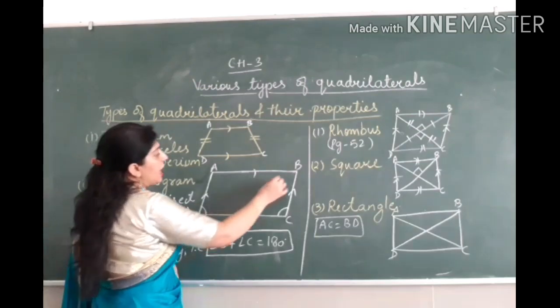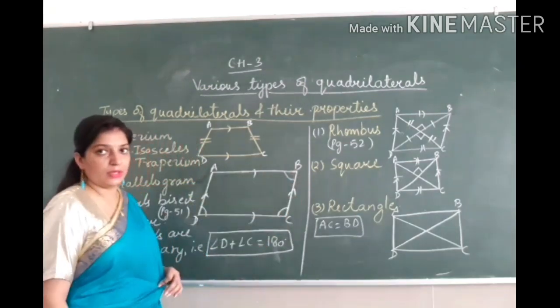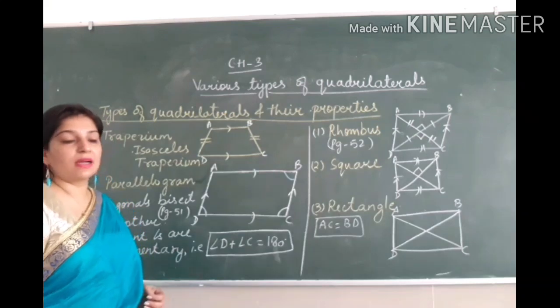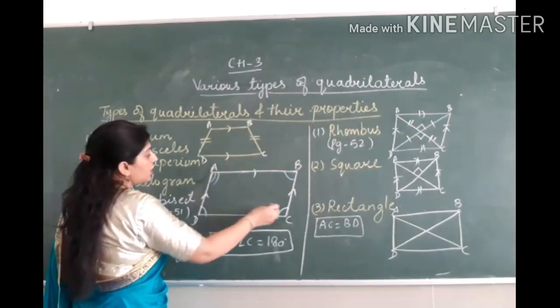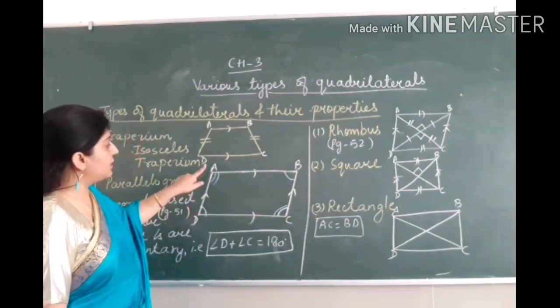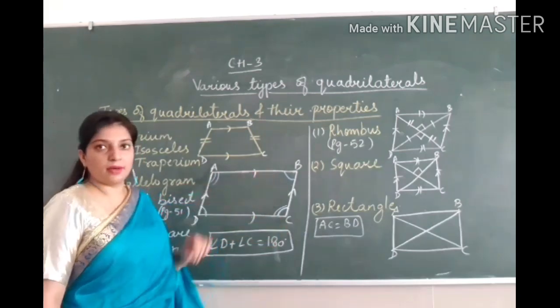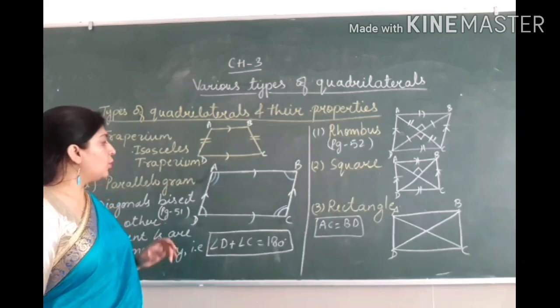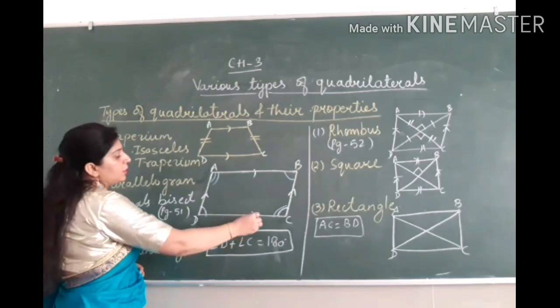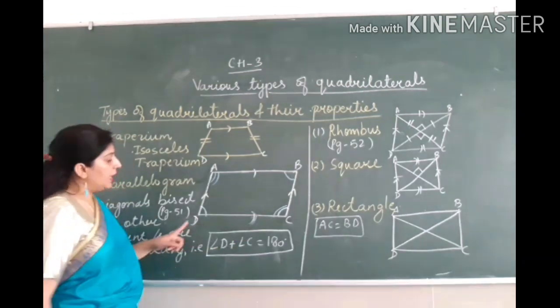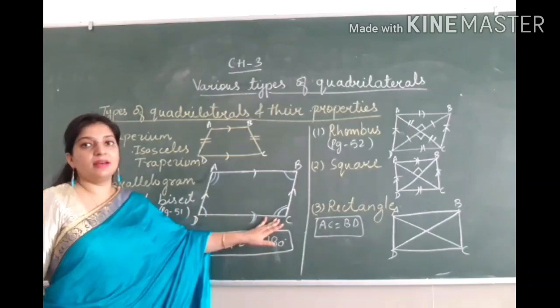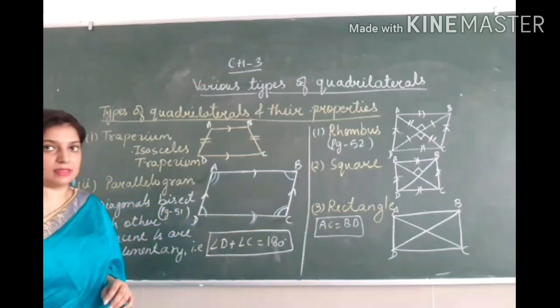Similarly, opposite angles are also equal. So here, angle A is equal to angle C and angle D is equal to angle B. One more important property of a parallelogram is adjacent angles are supplementary angles.